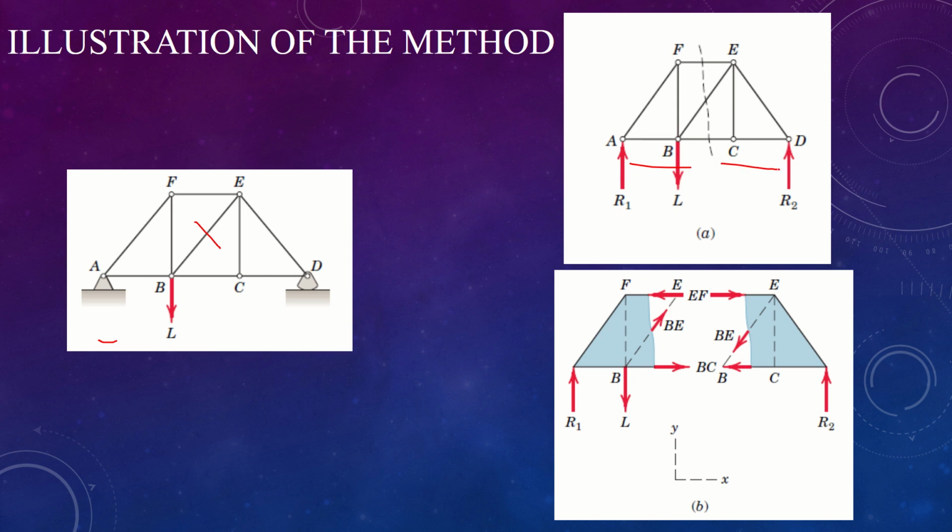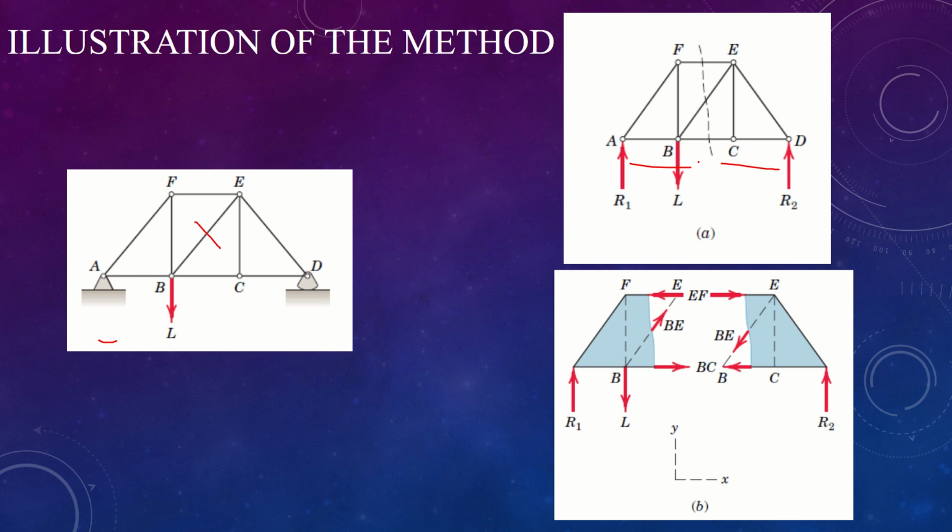This section cuts three members whose forces are initially unknown. In order for the portion of the truss on each side of the section to remain in equilibrium, it is necessary to apply to each cut member the force exerted on it by the member cut away. For a simple truss composed of straight two-force members, these forces, either tensile or compressive, will always be in the direction of the respective members.